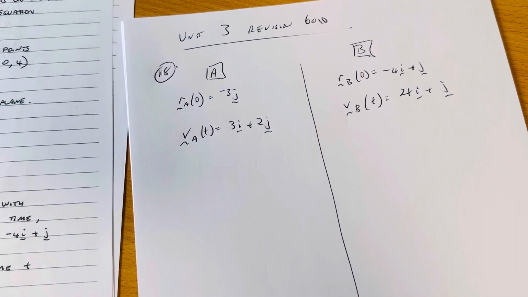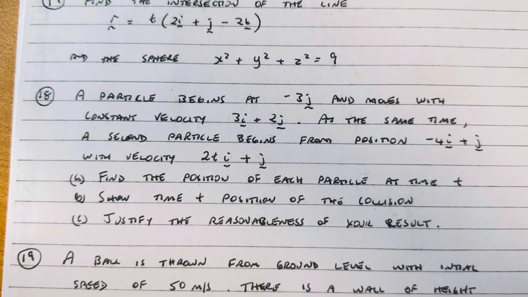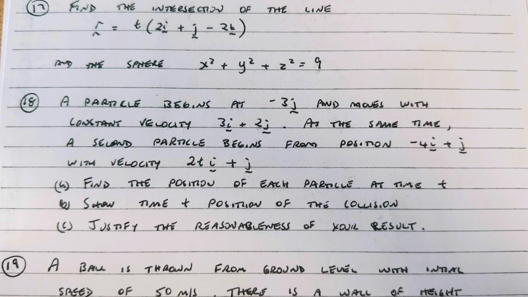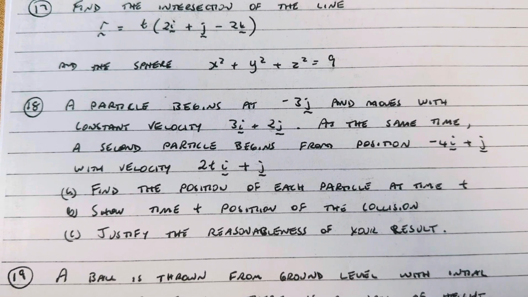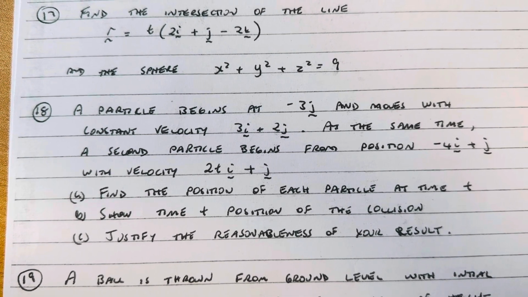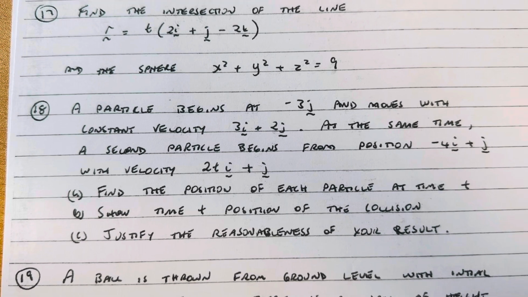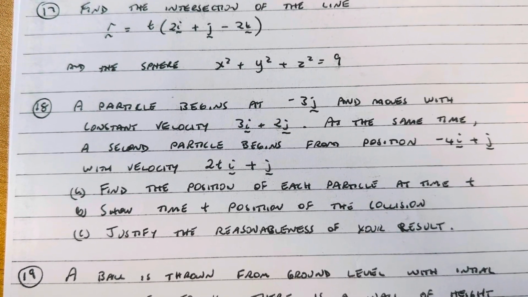Unit 3 Revision Goal, question 18. Now question 18 is a collision question. It talks about a particle that begins at negative 3j and moves with a constant velocity of 3i plus 2j. At the same time, a second particle begins from position negative 4i plus j with a velocity of 2ti plus j. Find the position of each particle at time t. Show that the time and position of the collision justify the results of your result.